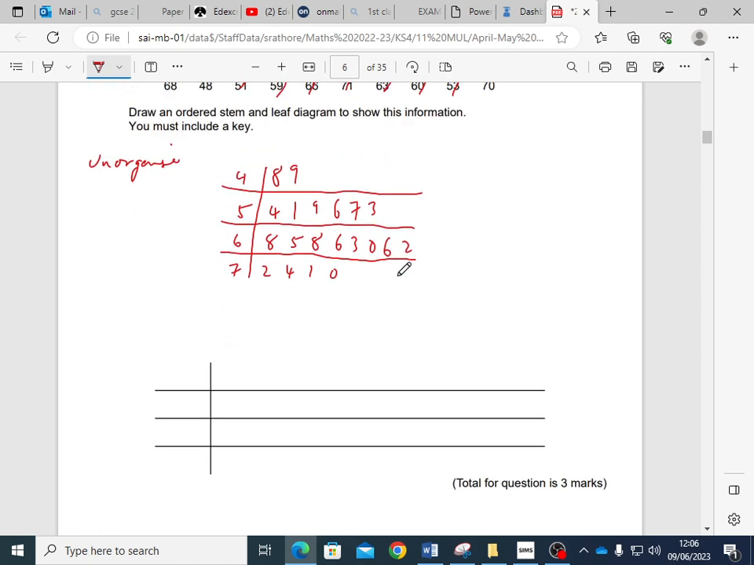You got 2 more marks to come from it. So now we're going to organize it. This is where the answer is going to go. So the stem stays the same. 4 stands for 40, 5 stands for 50, 6 stands for 60, and 7 stands for 70.